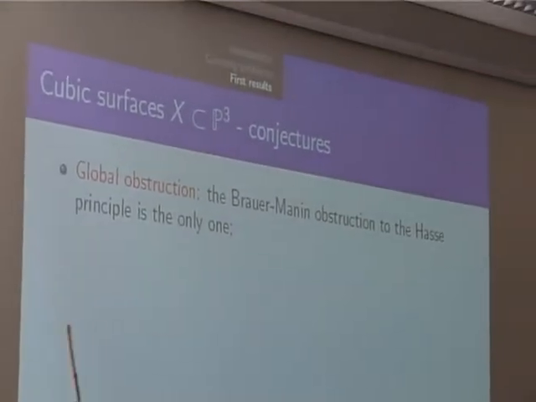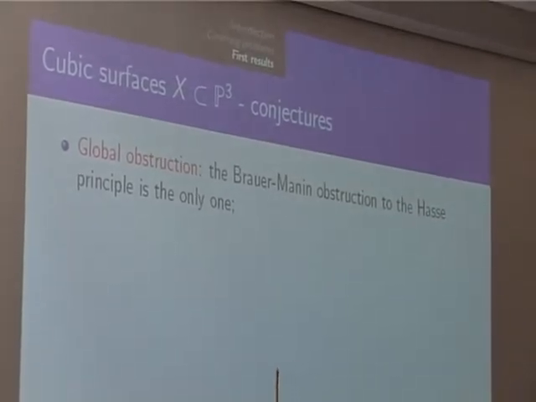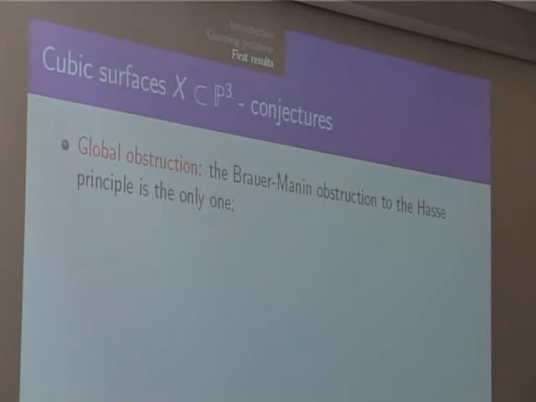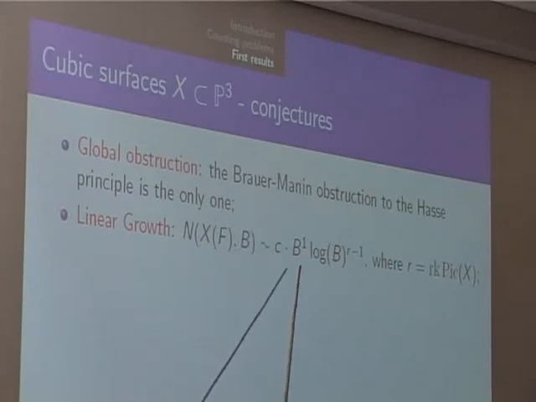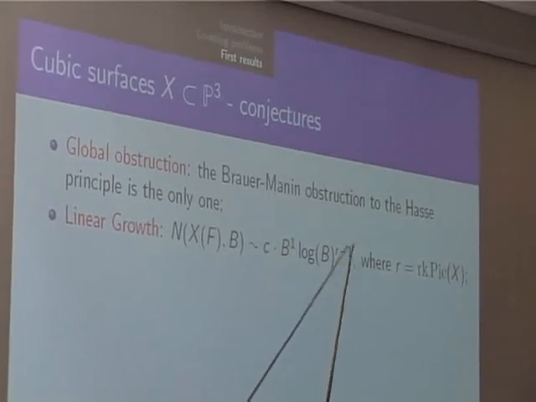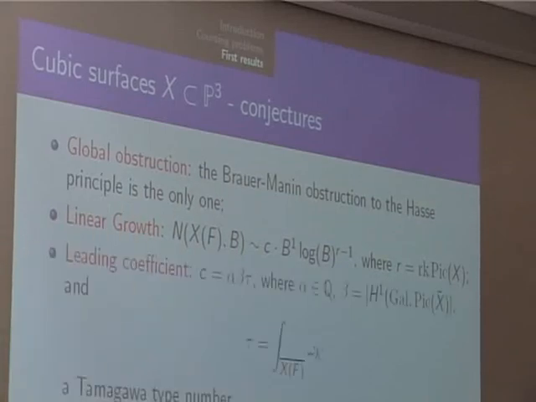Cubic surfaces are a very special case. Again, for quadrics, we have the Hasse principle, we can count points, and so everything is great. But the cubic case is the lowest degree where things become very interesting from the arithmetic point of view. We have global obstructions, and I wrote down one of the examples previously. What about linear growth? We don't know that, but we conjecture. We have in P3, 4 variables minus 3, B to the 1, and there will be this log contribution, r minus 1.